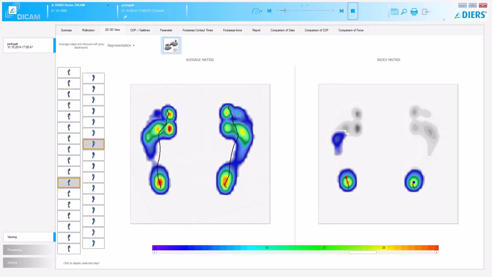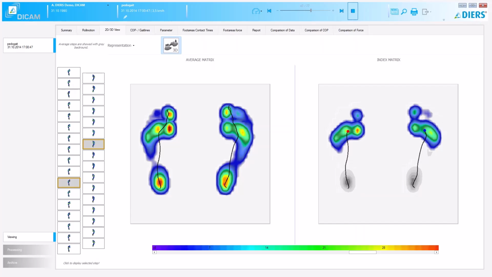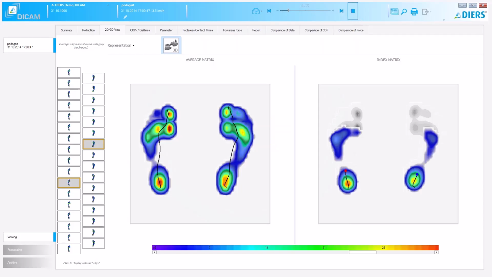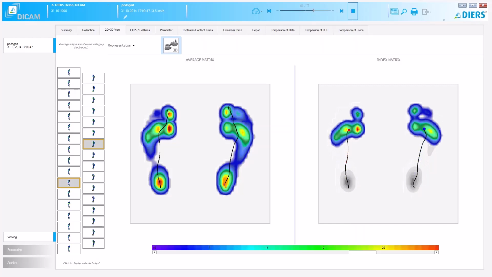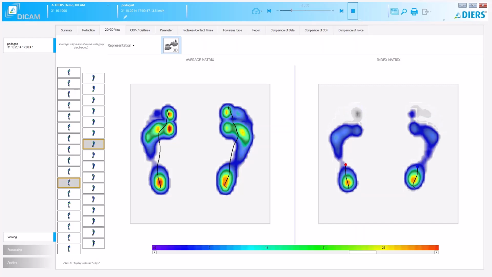The slowed down but continuous playback of the rollover via the play control in connection with the COP line shows you exactly how the body weight is carried over the floor, which foot zones bear the main load, and which foot zones are relieved. In a dynamic sequence of movements, even a slowed down sequence is still difficult to interpret.